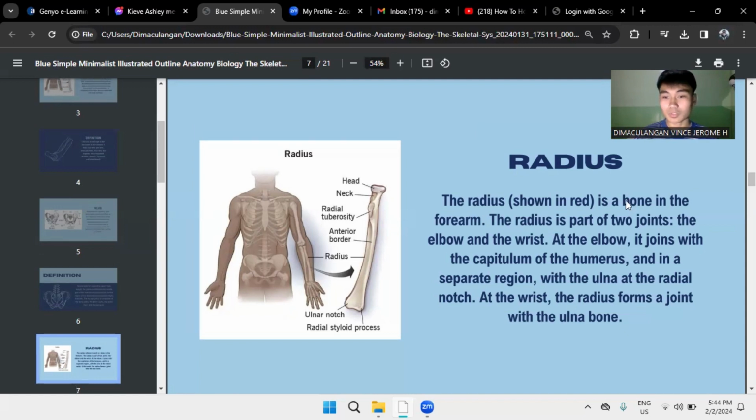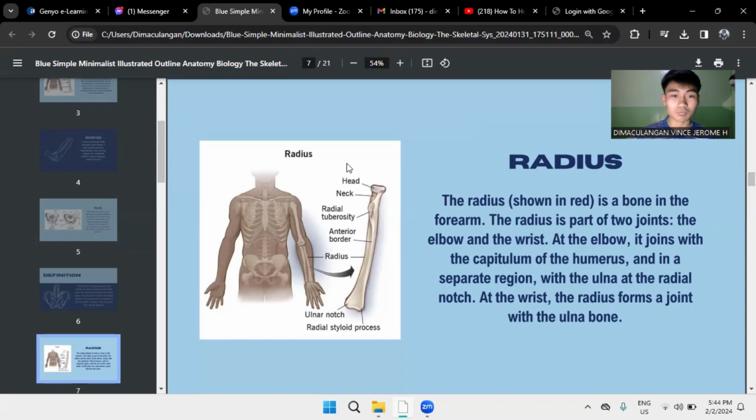The radius is part of two joints, the elbow and the wrist. At the elbow, it joins with the capitulum of the humerus and, in a separate region, with the ulna at the radial notch. At the wrist, the radius forms a joint with the ulna bone.